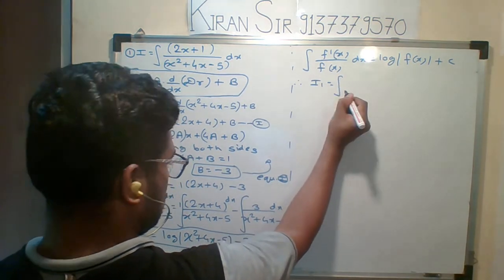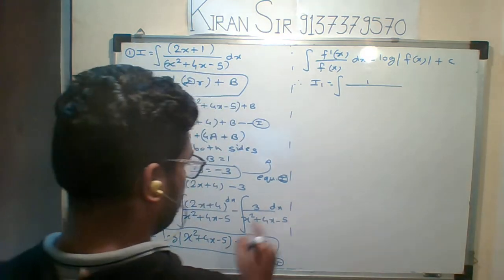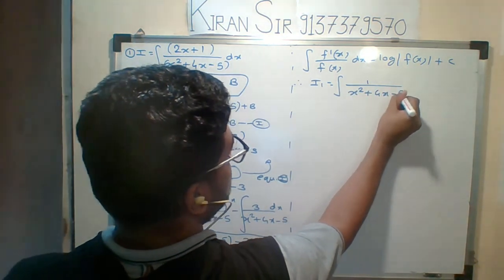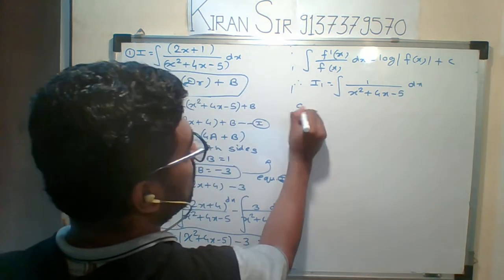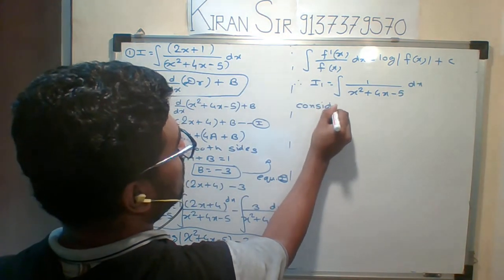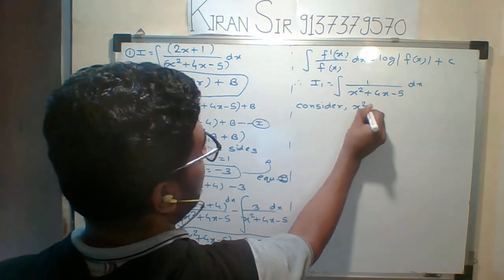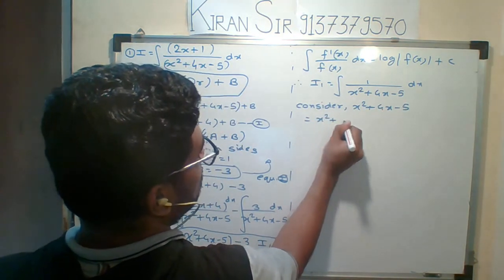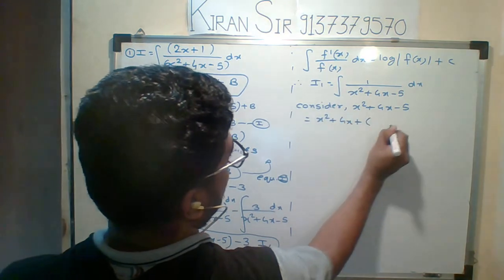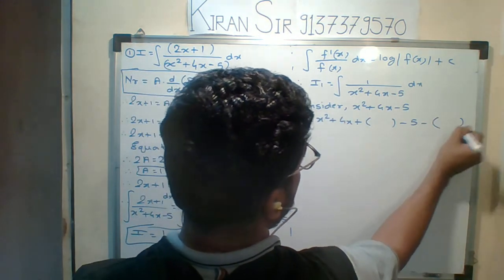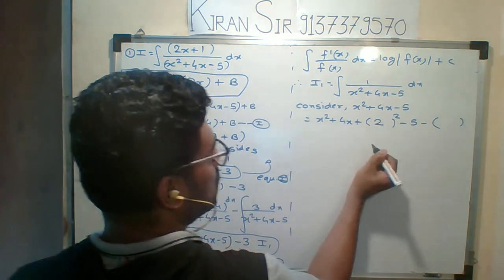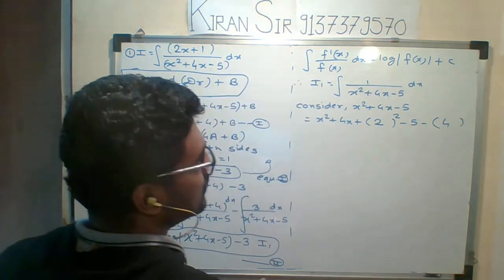What is I1? 1 upon x squared + 4x - 5. You know how to solve this numerical. Consider the denominator, x squared + 4x - 5. I am going to add and subtract the square of half of the coefficient of x. What is the coefficient of x? 4. Half of 4 is 2. Add the square of 2 here and subtract the square of 2 here.